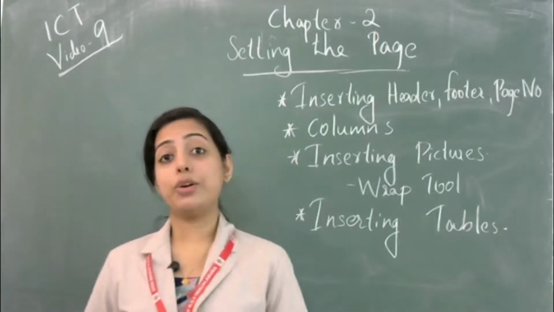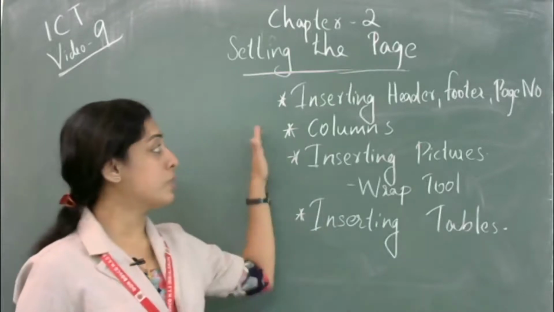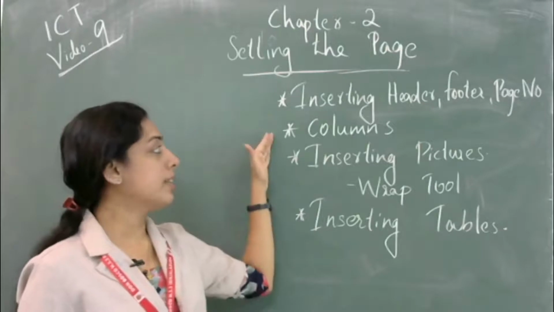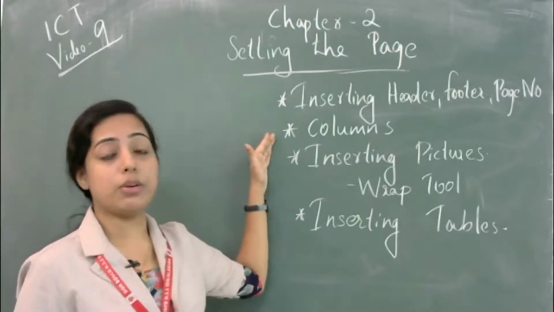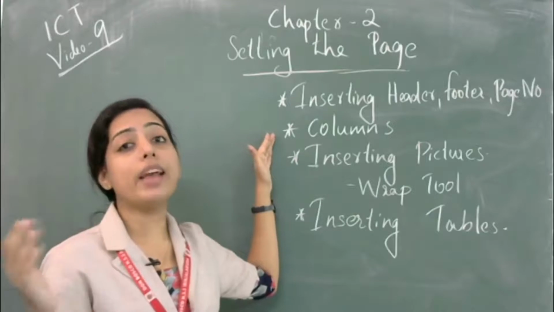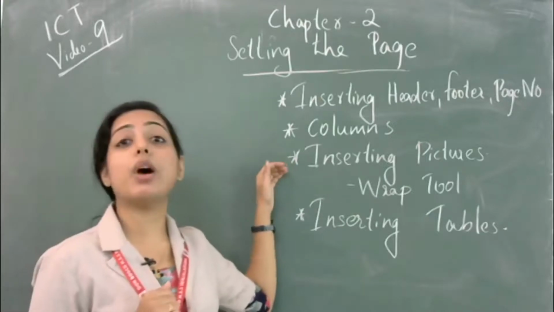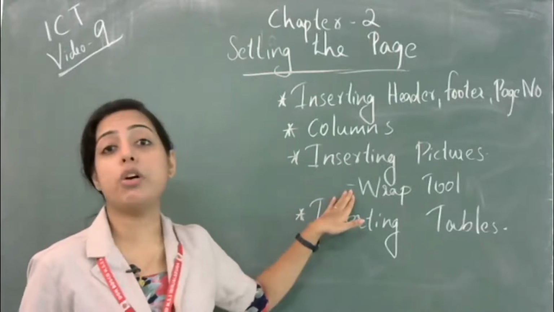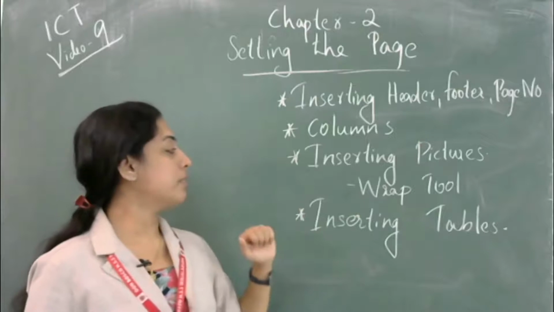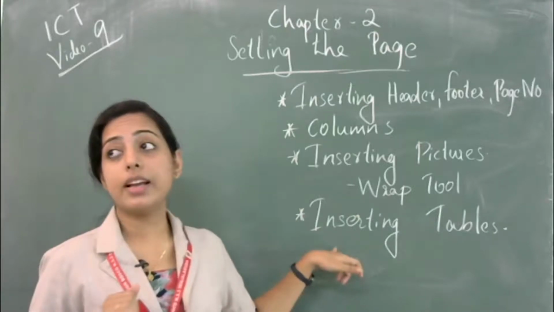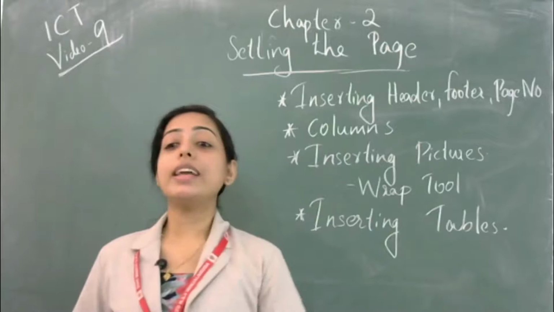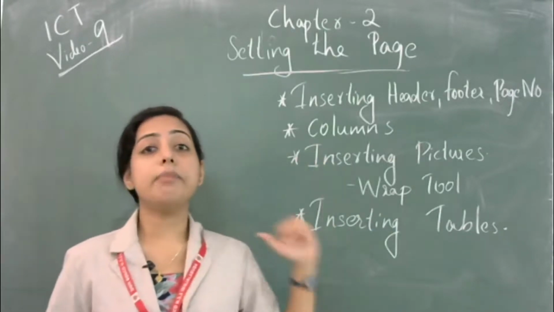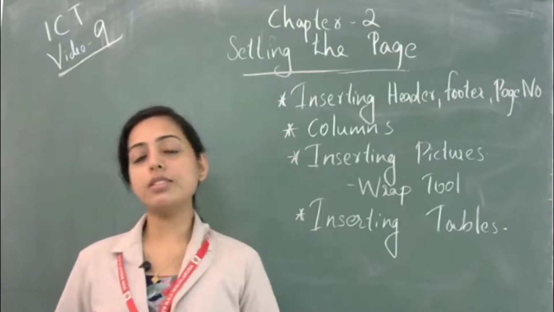In this class, we are going to study another 4 topics. First topic is inserting header, footer and page number. Then the second one is how to make columns more than 2. Then the third topic is how we can insert pictures. In this topic, you will learn about another new tool called the wrap tool. Then the last main topic which we are going to discuss today is inserting tables, how we can insert tables in LibreOffice Writer software. So these are the important 4 topics which we are going to discuss in today's session.